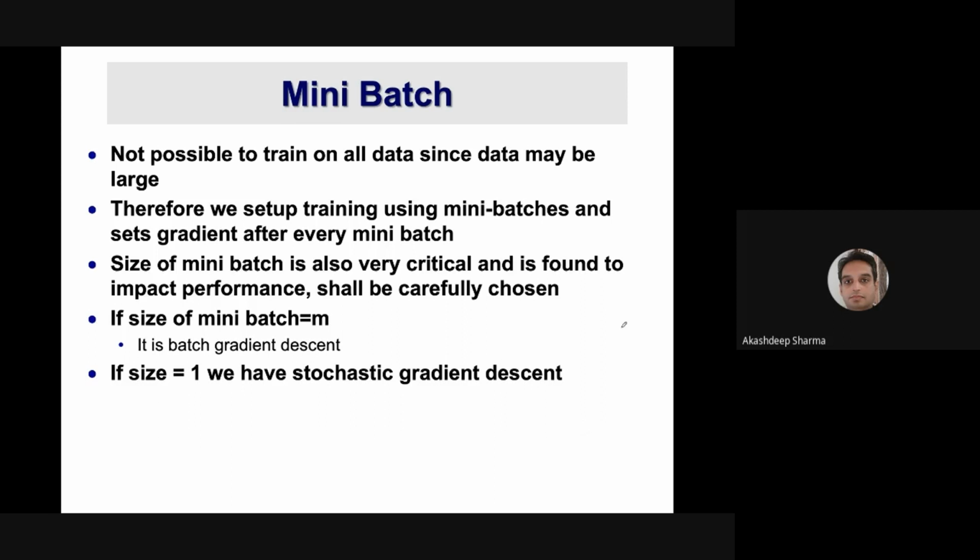Mini batching. Size of mini batching is very critical. You play around. If you keep the batch size, suppose, say 64 or 128, right? They may have different results. Both will give different results for, say, batch size 64 and batch size 128.